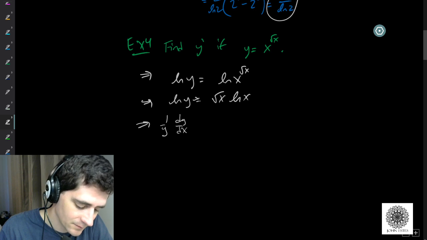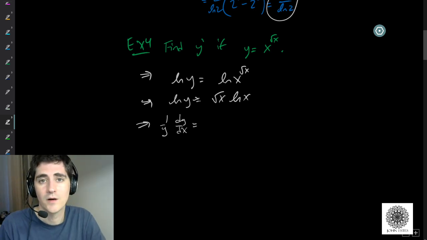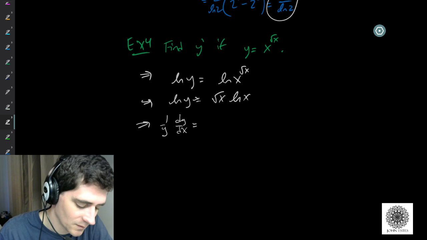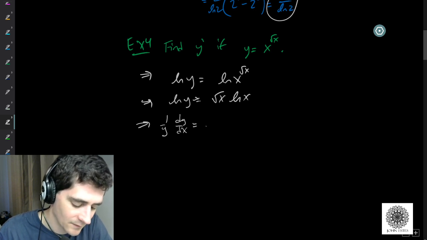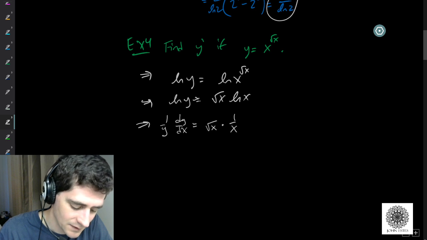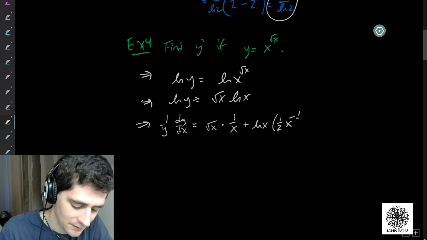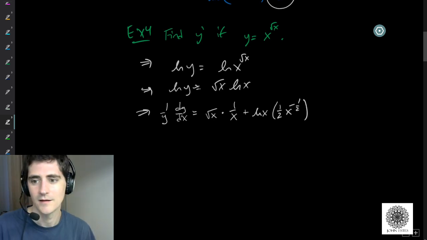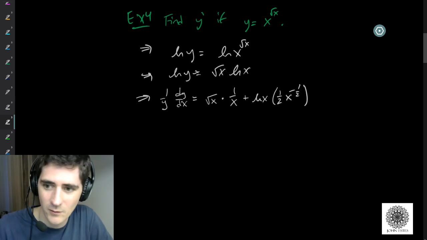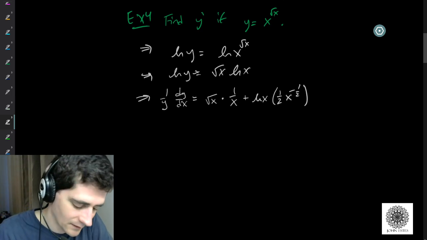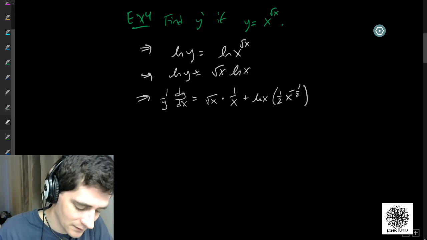The derivative of square root of x ln x is, using the product rule, the first times the derivative of the second plus the second, which is ln x, times the derivative of the first, which is going to be what? 1/2 x to the negative 1/2 power. Okay? Now, we're going to have to do a little bit of work to get this cleaned up.